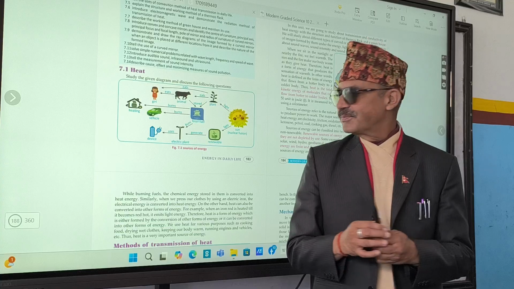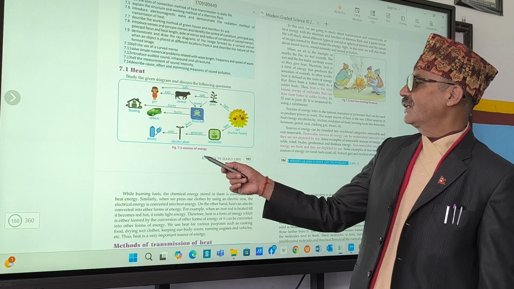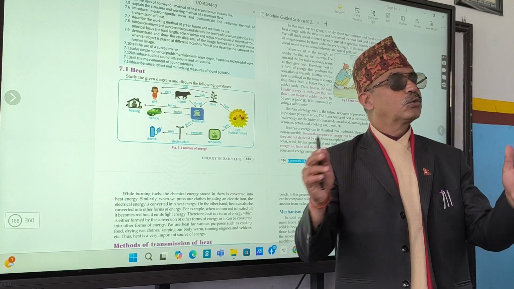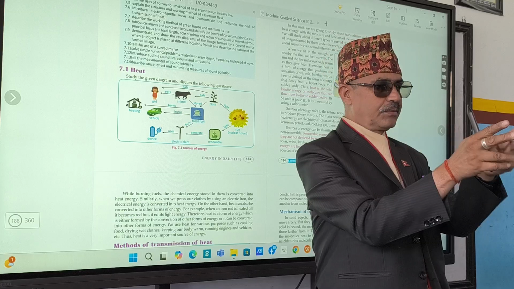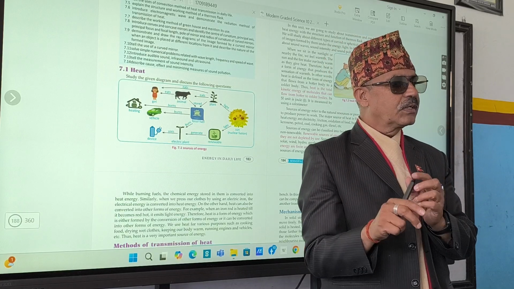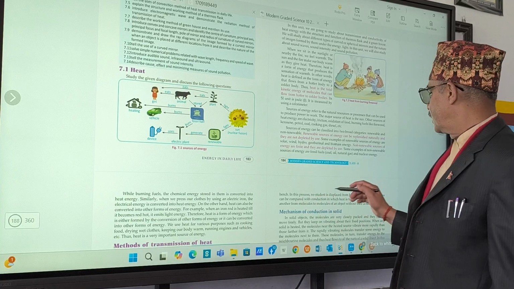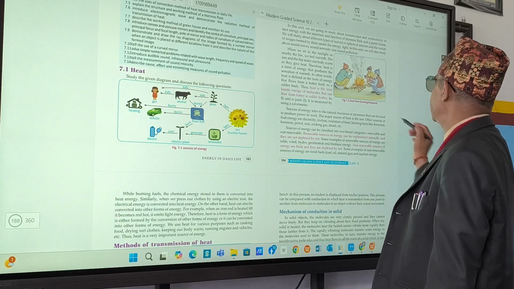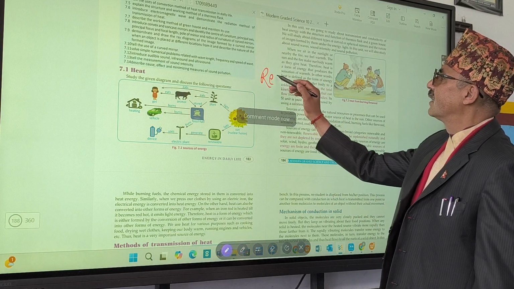Anyway, there are different types of sources of energy. Actually, sources of energy can be categorized into 2 types, as he has already said. One is renewable and another is non-renewable. There are 2 sources of energy: one is renewable.